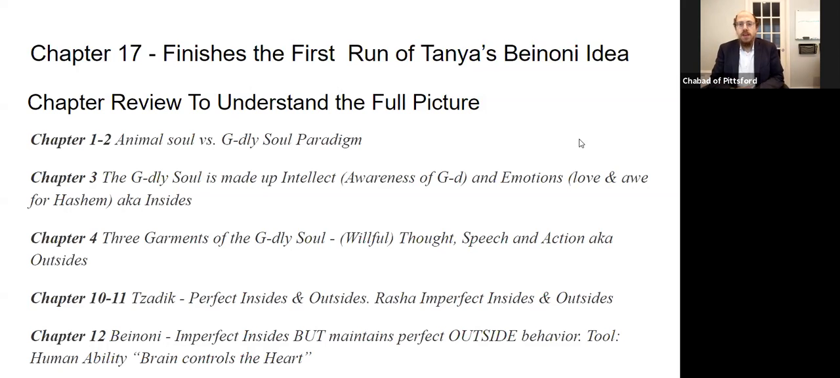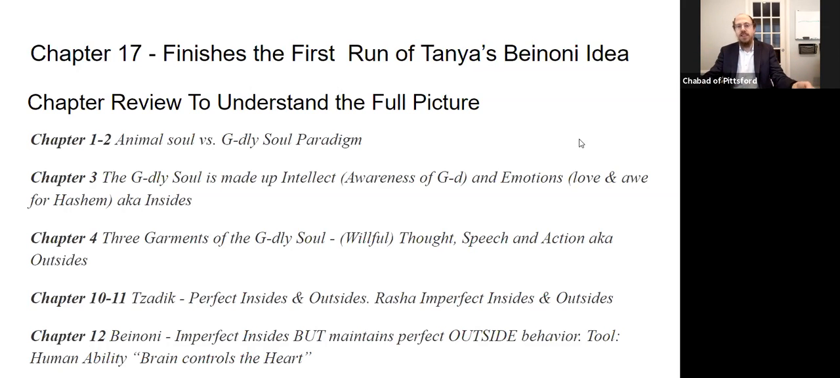Chapter 4 tells us how there are 3 garments of the godly soul, and that is 3 expressions: willful thought, speech, and action. Those are all expressions, also known as outsides, the outsides of the soul, how the soul presents, how it expresses. So you have insides of the soul, you have outsides of the soul. I skipped a bunch of chapters, but basically there are insides, intellect and emotions of the godly soul, and garments of the godly soul: willful, conscious thought, speech and action.